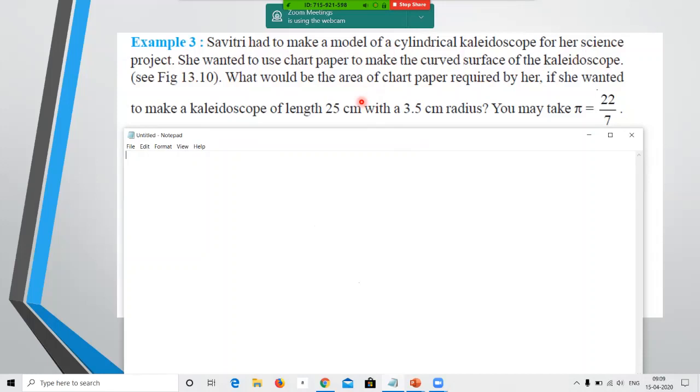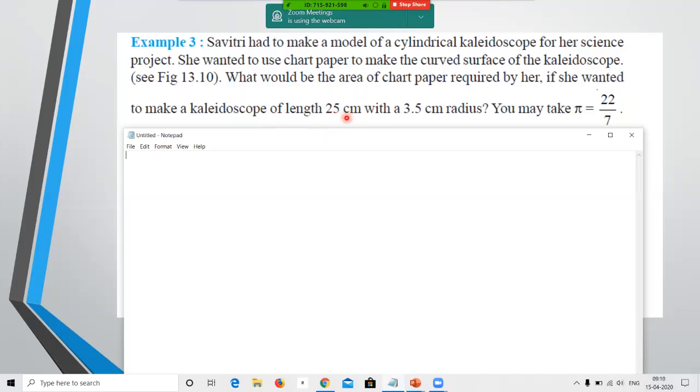Whenever such a question is there, asking the area of the chart paper required, in the front part would be the lens, so you don't have to put any chart paper there, and at the back would be your eyes, where the observer would be. So you're looking at only making a cylinder with both the ends open. In this part we will use which formula? Only the lateral surface area, which is known as the curved surface area of the cylinder.